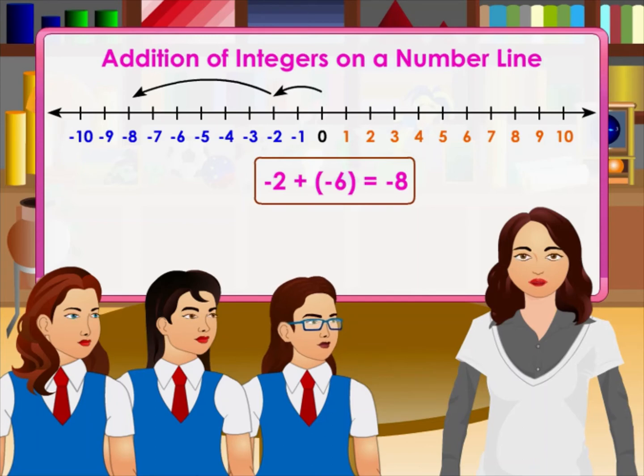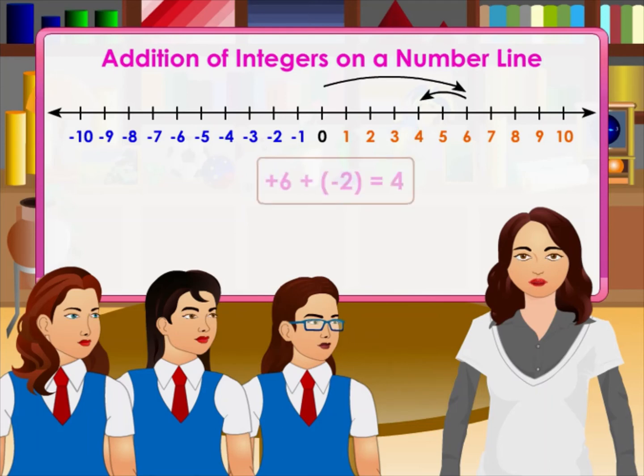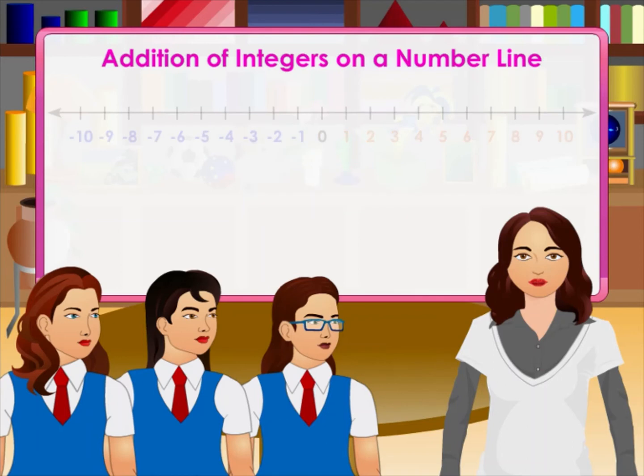How to add if we have one positive integer and one negative integer? Suppose we add the numbers +6 and -2 on the number line. First, we have to move to the right of 0 by 6 steps, reaching 6. Then we move 2 steps to the left of 6, reaching 4. Thus we get +6 plus -2 is equal to 4.